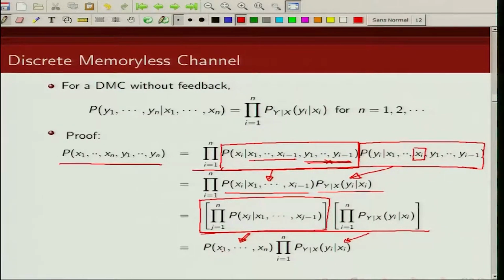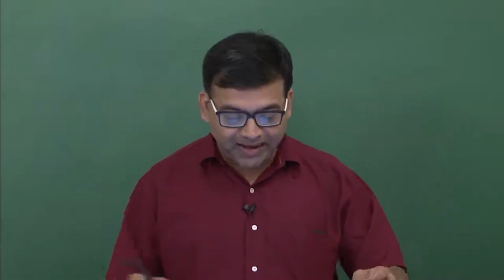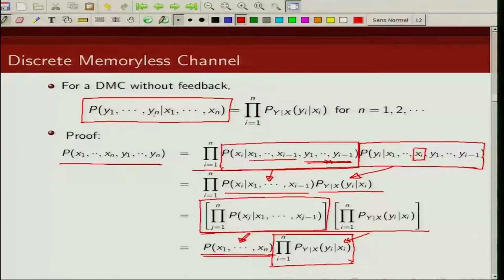Now, if I divide both sides by this, on the left hand side I will get this, on the right hand side I will get this. So, hence this proves that if I have a discrete memoryless channel without feedback, the probability of y1, y2, up to yn given x1, x2, up to xn is given by this expression.